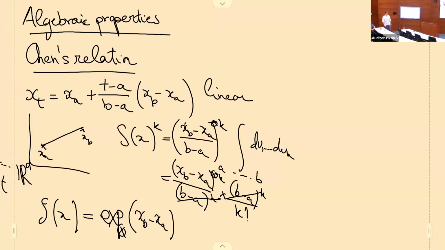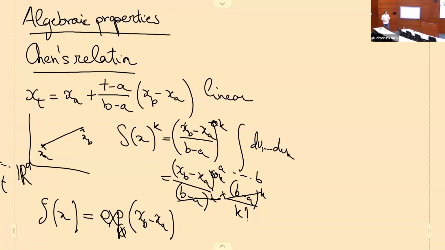Sorry, just one thing. When you write the signature of x to the k, because in the integral I have dx u1, dx u2, dx u3, and so on. If I look at dx u2, u2 is greater than u1. I would write x u2 as x u1 plus t minus u1, so the b would be u2 and the a would be u1. Yes, but in this case, because x is linear, and so in particular differentiable, you can rewrite dx as x prime dt. And x prime is just the increment.